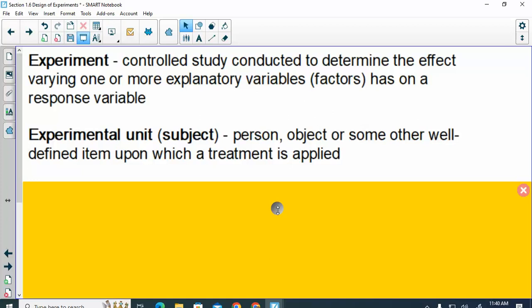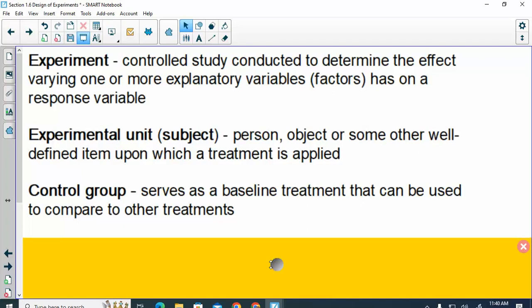In some scenarios, we might have a control group. That would be our baseline that we use to compare the others to. So maybe I wanted to see if adding flavoring makes the milk better. Our control group would be just your basic white milk. And then your different treatments could be strawberry milk or chocolate milk, the flavors that we add.